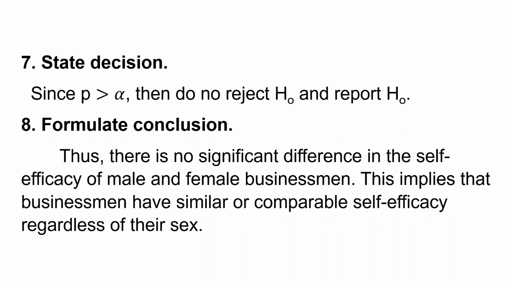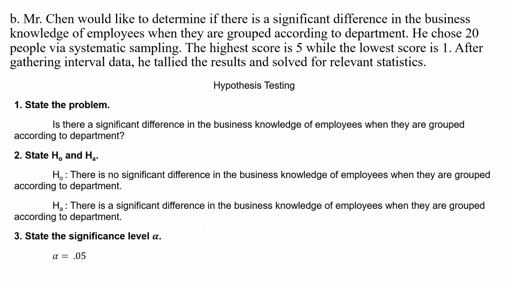Now, how about another example? How about if we have a result that is significant? From here, ma'am, please read the second problem on top. Mr. Chen would like to determine if there is a significant difference in the business knowledge of employees when they are grouped according to department. He chose 20 people via systematic sampling. The highest score is 5, while the lowest score is 1. After gathering interval data, he tallied the results and solved for relevant statistics.